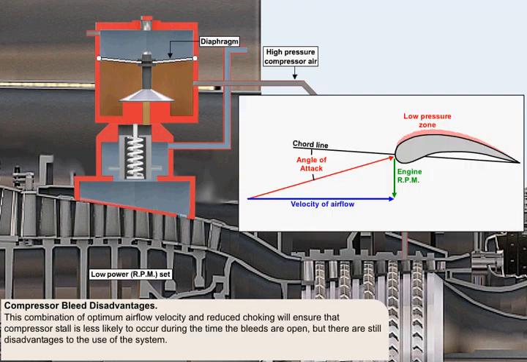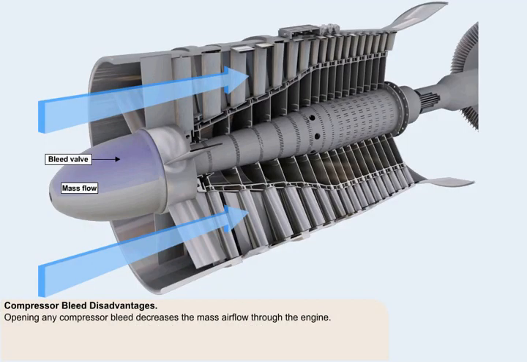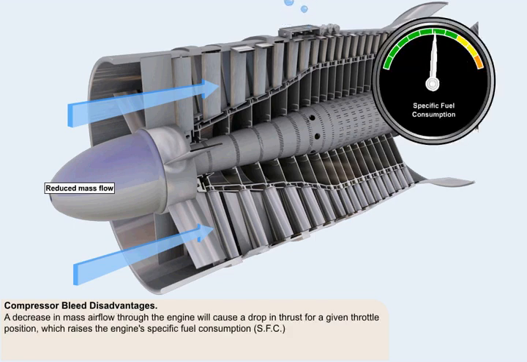This combination of optimum airflow velocity and reduced choking will ensure that compressor stall is less likely to occur during the time the bleeds are open, but there are disadvantages to the use of the system. Opening any compressor bleed, whether it's a bleed used as a stall preventative measure or alternatively a bleed used to supply air for aircraft services, decreases the mass airflow through the engine. A decrease in mass airflow through the engine will cause a drop in thrust for a given throttle position, which raises the engine's specific fuel consumption, or SFC.